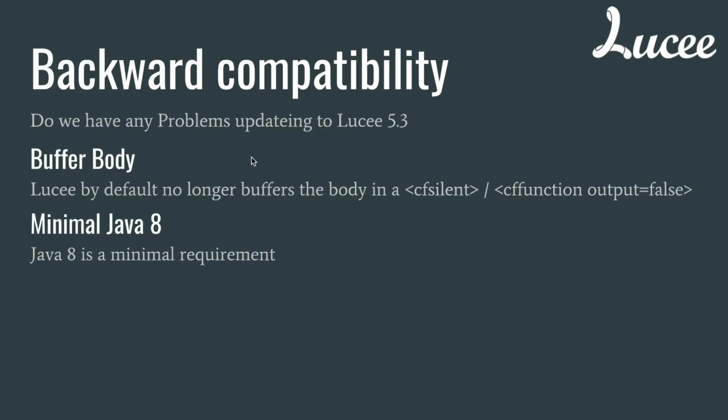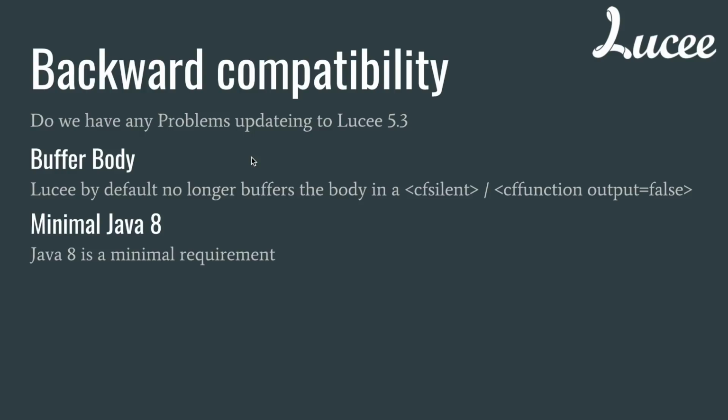The last topic is backward compatibility. What you have to think about when you update to Lucee 5.3. There are only really two problems. First of all is the buffer body flag. We looked into it before, and when you have cfsilent, it now acts differently. Maybe you have to change that flag in the admin, but in most cases you don't.